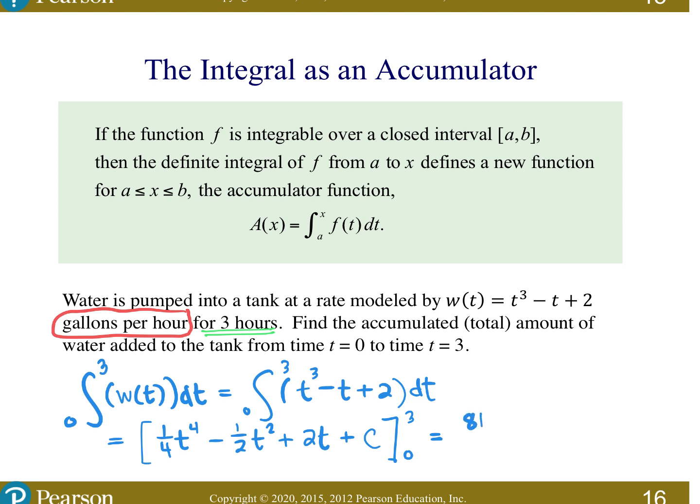So we'll start by plugging in 3. That'll give me 81 over 4. And then I plug in 3 again. That'll give me 9 over 2. Then I plug in 3 again, and I'll get 6. Then I have a plus c, and I have a bunch of zeros, and then minus the other c. So the c's are going to go, and the 0 does nothing.